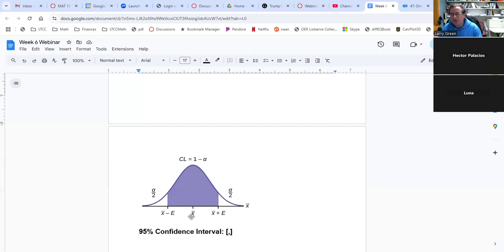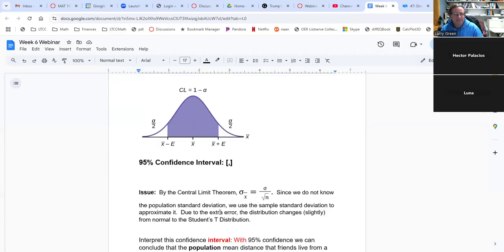So that distance is your margin of error. You've probably heard those words before. That's what that distance means. That's the margin of error. And it's how far left and right you should go so that you have a 95% chance of being correct if you're going to do a 95% confidence interval. Any questions on this idea?